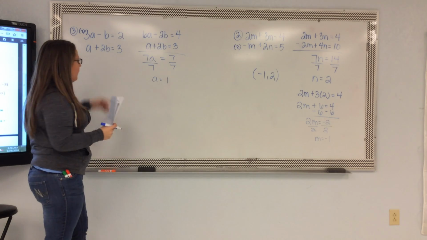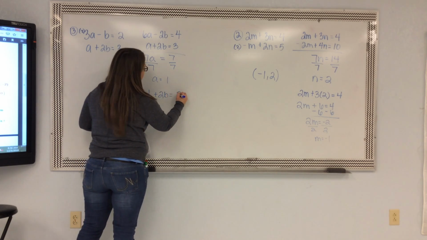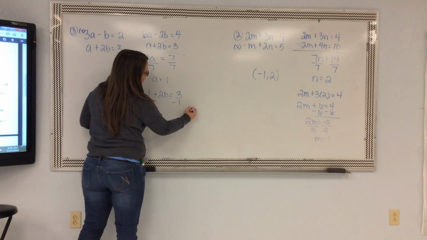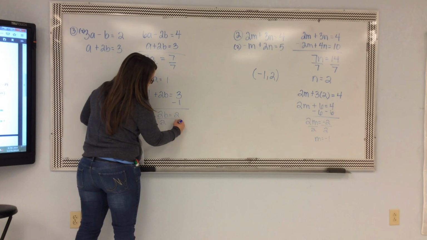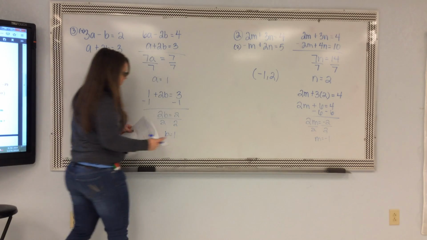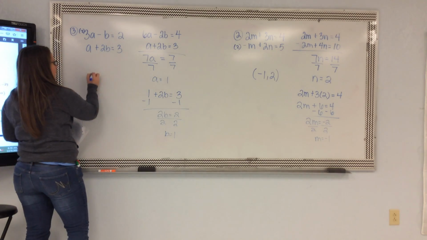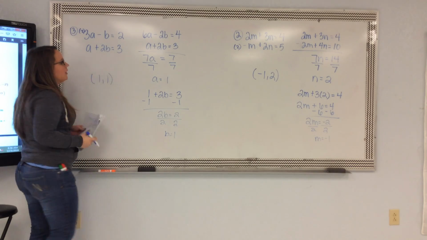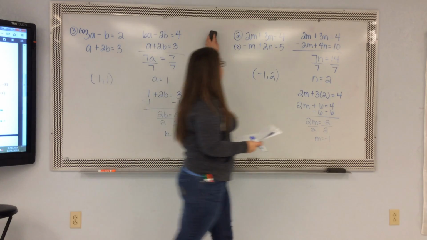I'm going to go ahead and plug that in right here and say 1 plus 2b is equal to 3. Subtract the 1 from both sides. 2b is equal to 2. Divide both sides by 2, and b is equal to 1. So alphabetically, a comes first, then b, but it really doesn't matter since they're the same number. But this is the a value, this is the b value. Okay, number 4.